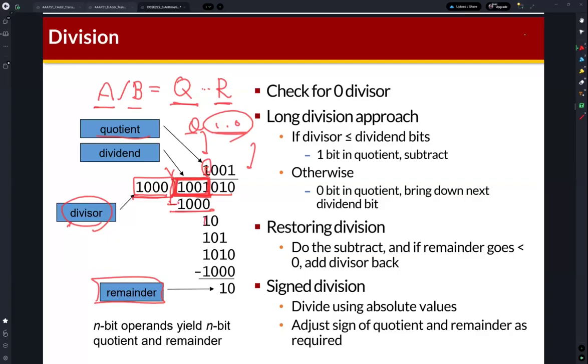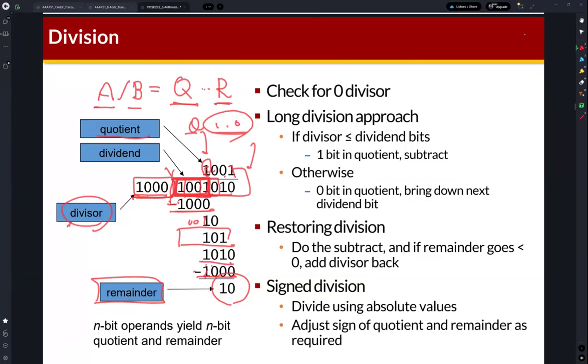So for the next part, this is 0010. So what's the problem? 0010 is smaller than 10000, right? So this is 0. And then the next 101 is also smaller than 100. It's a 0. And then the next part, 1010, is larger than 1000. So it's a 1. We subtract 1000, and then we get the remainder 10. So this is the division process.